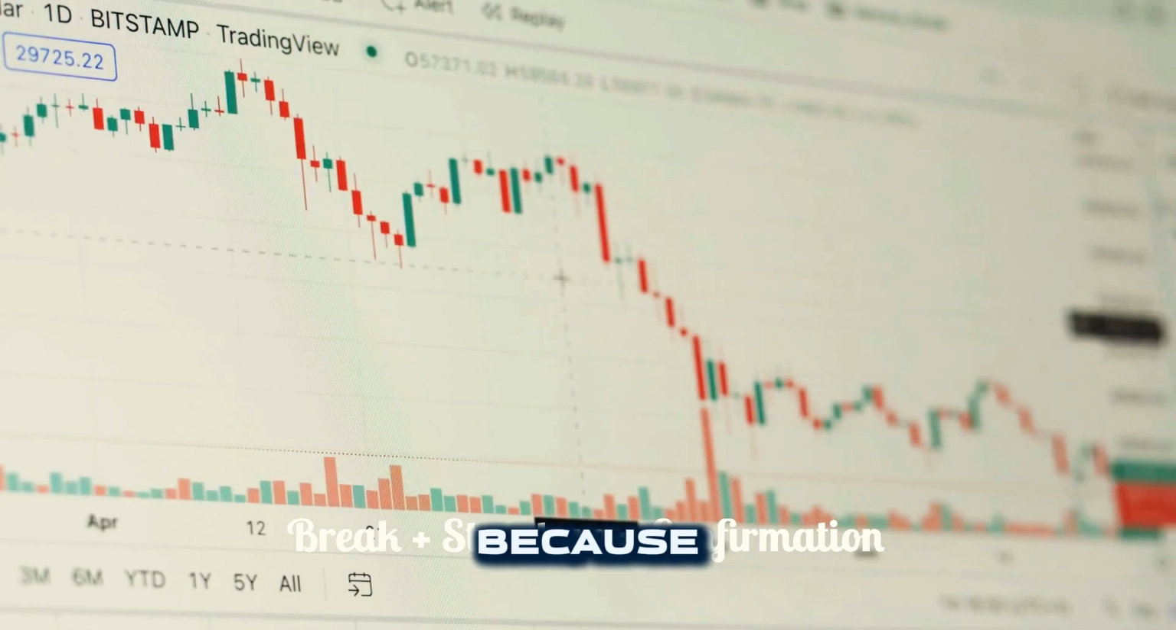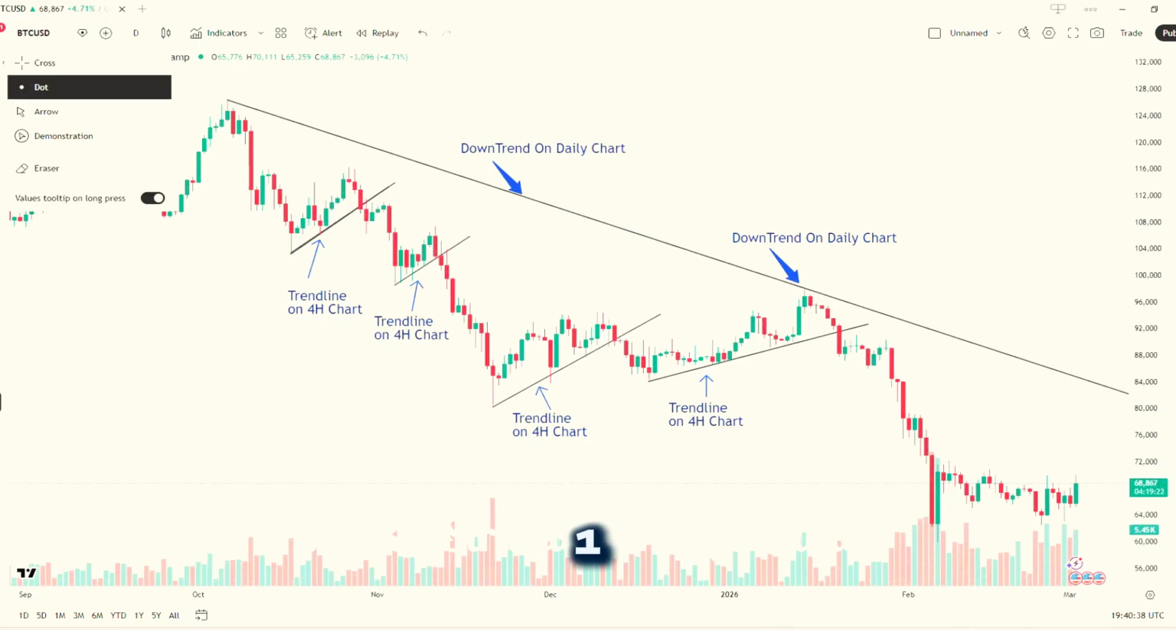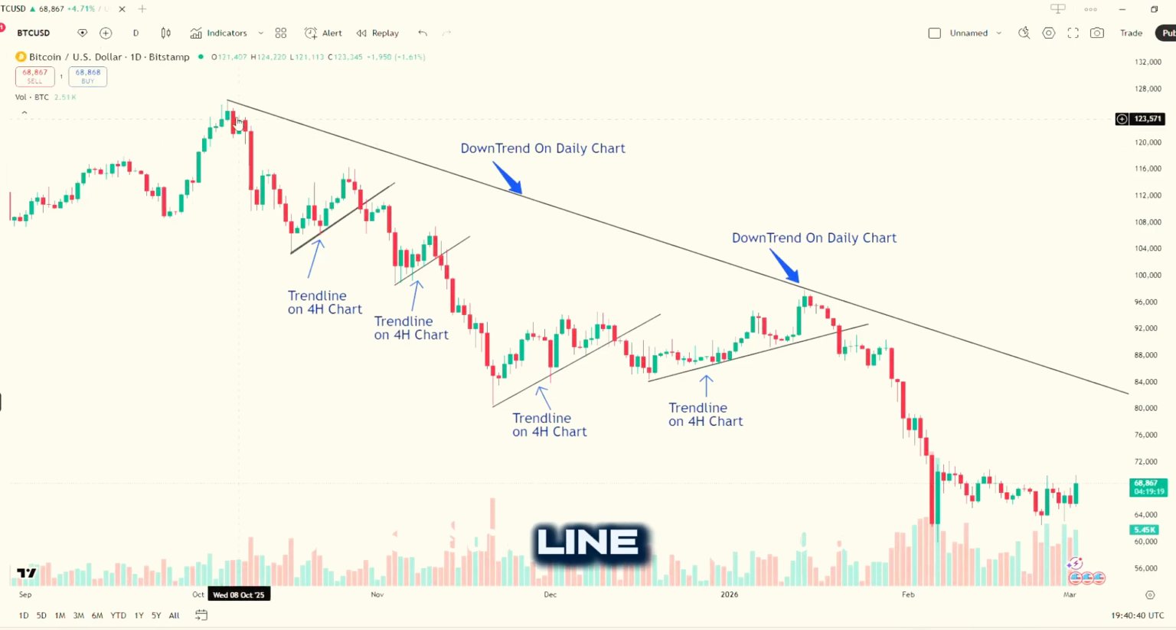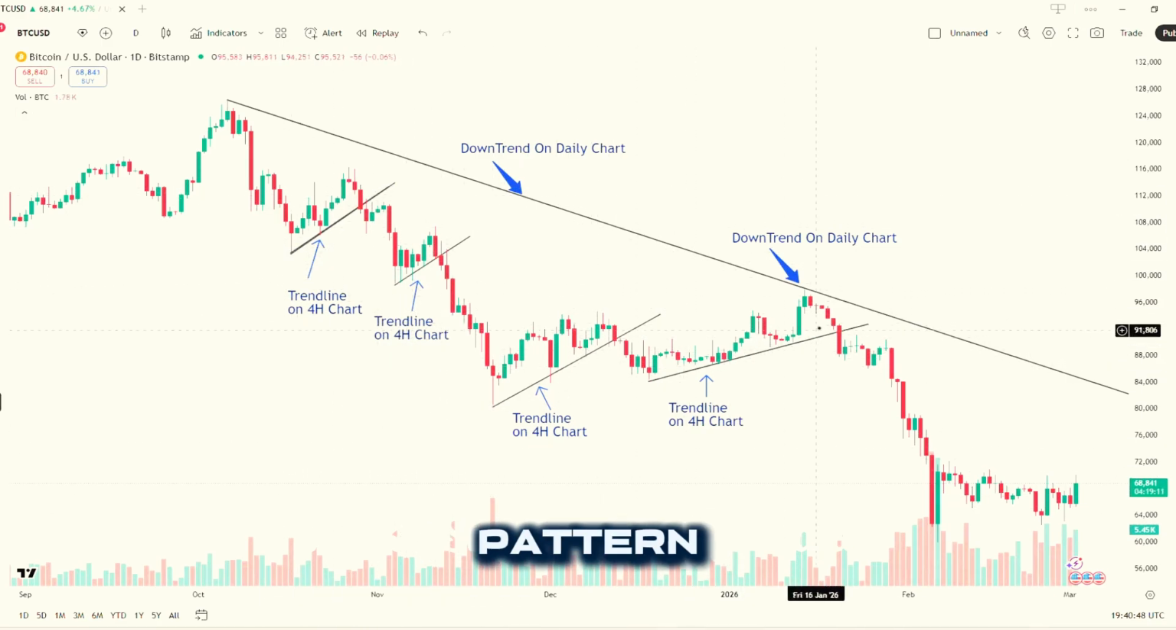You do not enter because price touches the line. You wait for 3 things. Number 1, a clear break of the trend line. Number 2, a break of recent structure in your direction. Number 3, preferably strong rejection or a double bottom pattern.